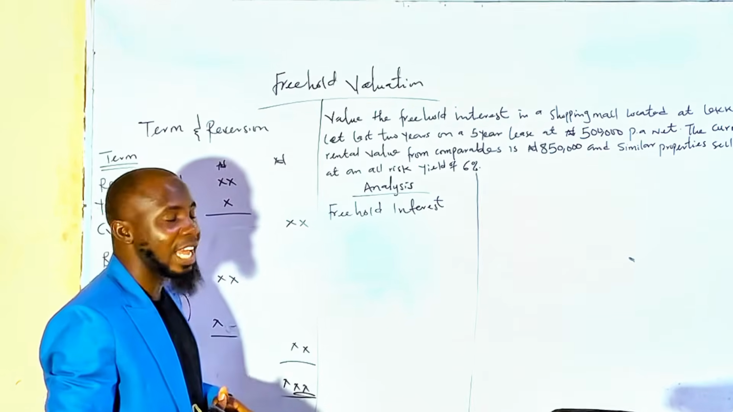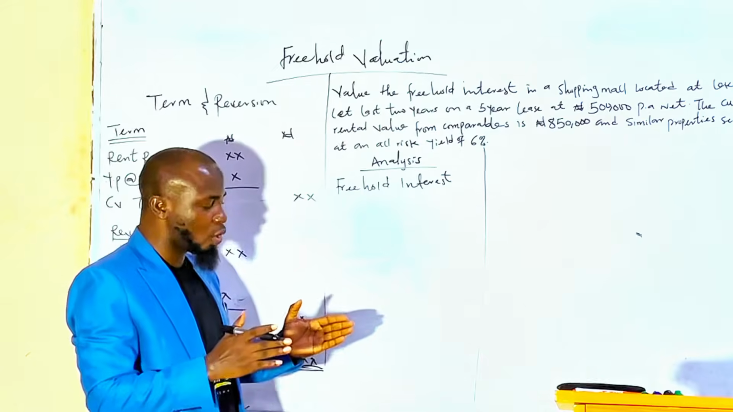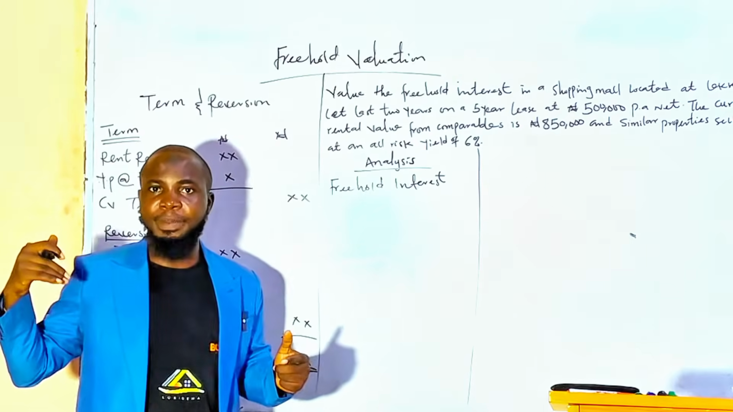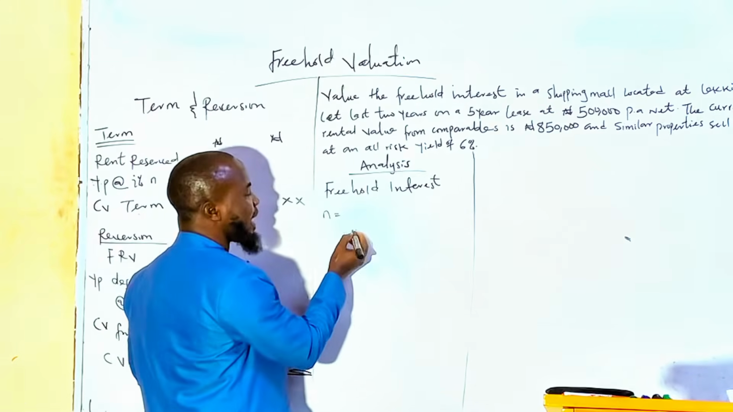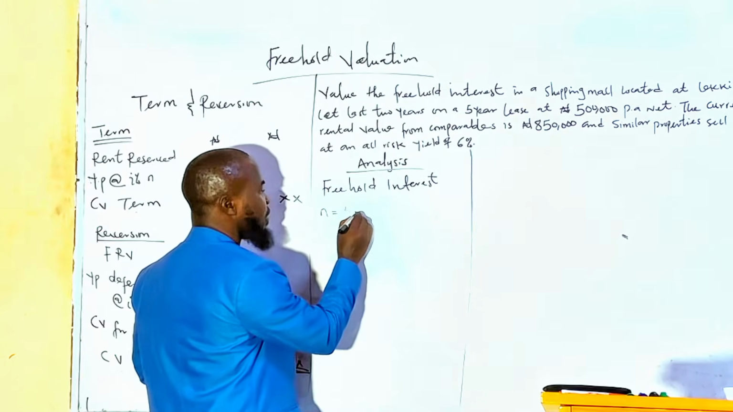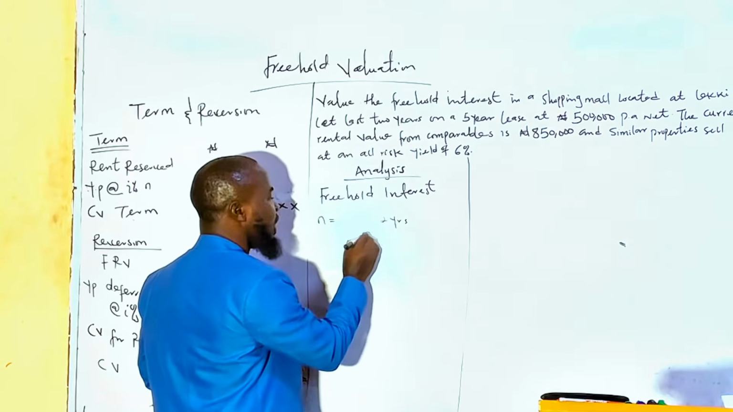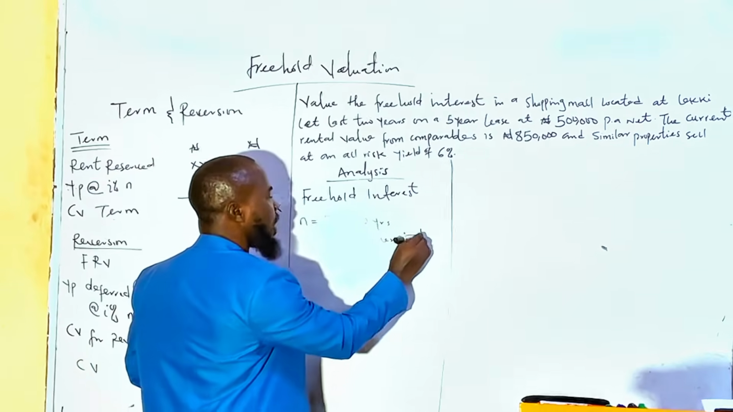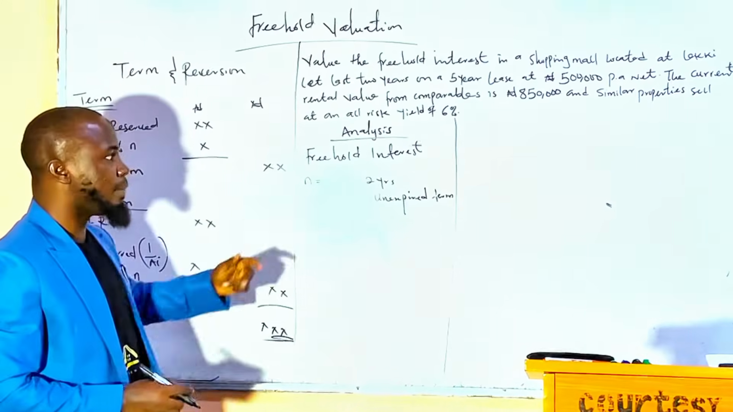It was let 2 years ago on a 5-year lease. We have the lease to run for 5 years, but the property was let 2 years ago. That means the unexpired term is 5 years minus the 2 years that have been spent, it remains what? 3 years unexpired term. The unexpired term is 3 years.